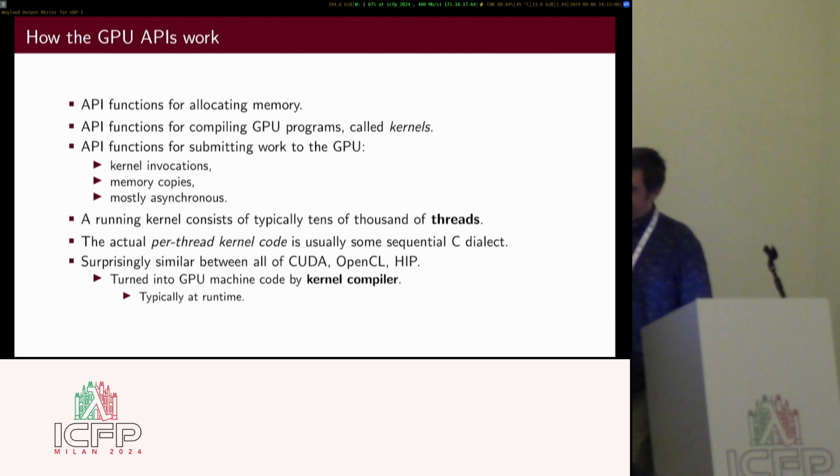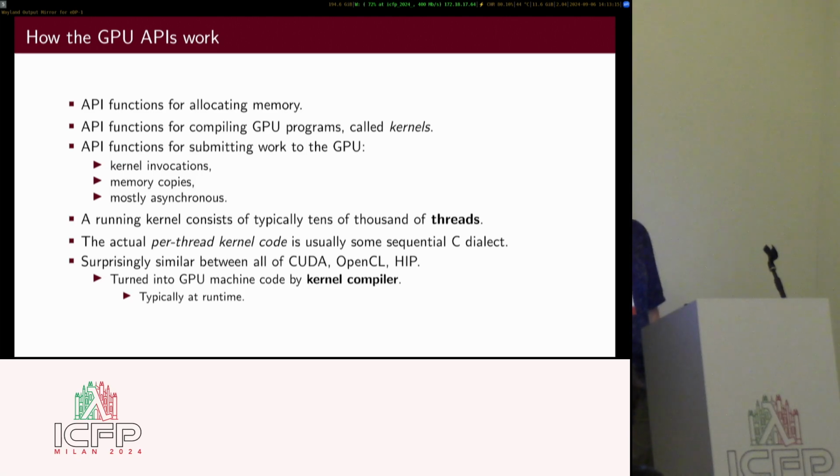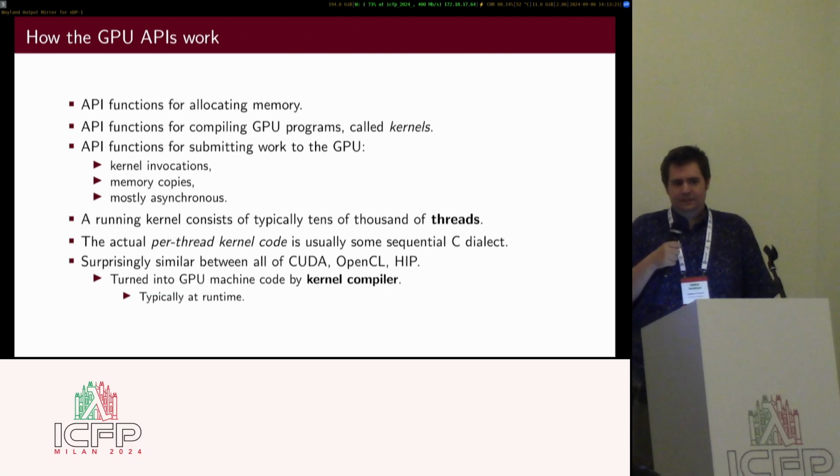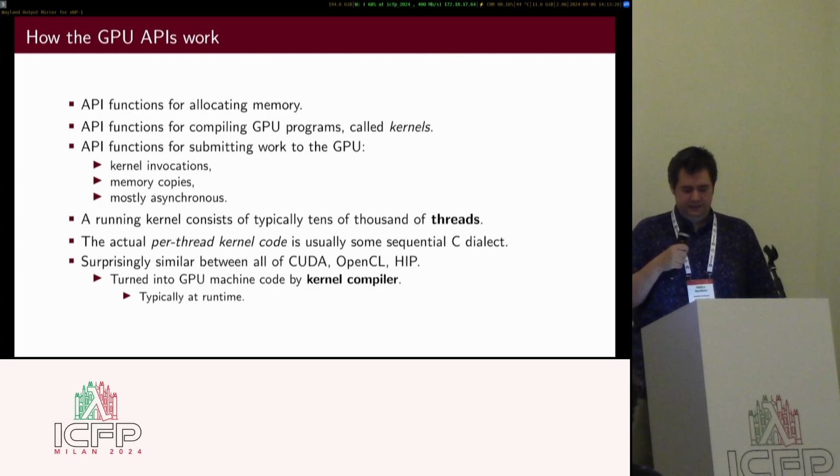So the program model is that a GPU kernel, a program, consists of tens of thousands of threads that are essentially running a sequential C program, plus some functions for synchronizing, if they actually want to communicate in some ways. But it is kind of a C-like language. And they're surprisingly very similar between all of CUDA, OpenCL, and HIP.